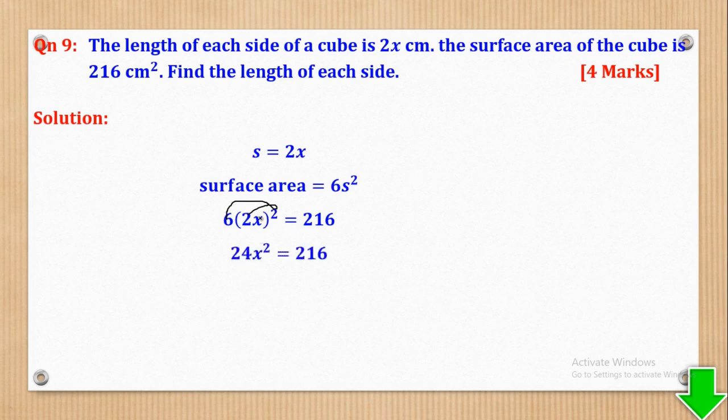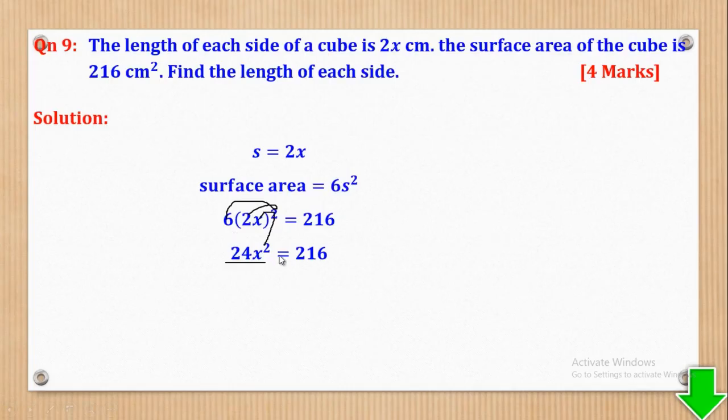Now this x squared is because of x raised to the power 2. So that is where 24x squared is coming from. After that we shall equate it to 216. Then next is to make x squared the subject by dividing both sides by 24. When I divide 216 by 24, I come up with 9. Next is to put square root on both sides, and I come up with x equal to 3 centimeters.